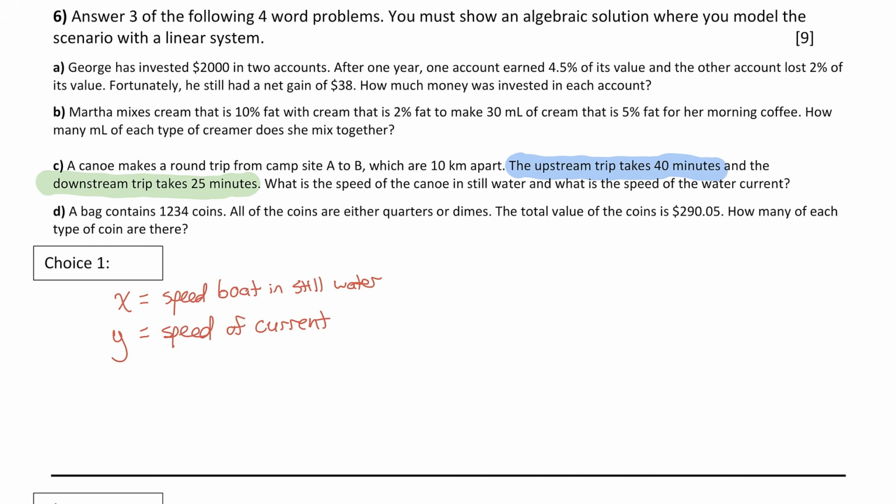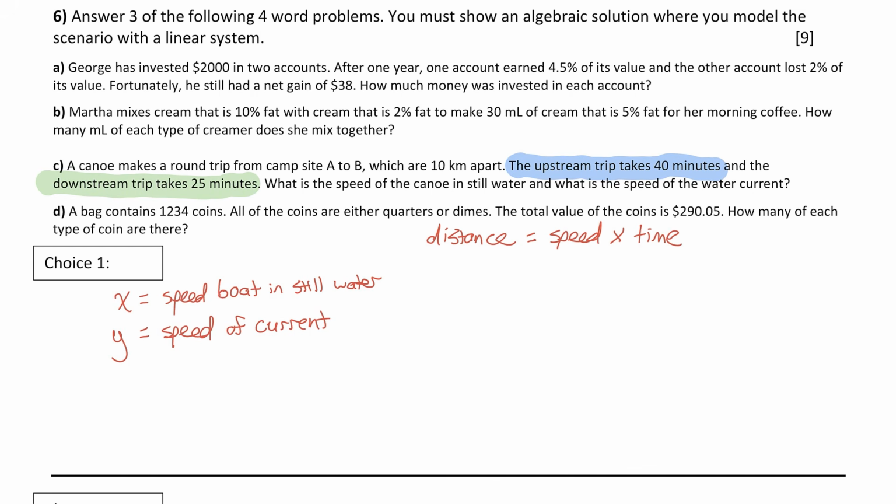Now, notice there is information given about speed, distance, and time. Hopefully you remember the relationship between those variables. The relationship we'll be using is that distance is equal to speed multiplied by time. I'll make an equation that follows that relationship for the upstream trip, which means against the current, and also for the downstream trip, which means with the current.